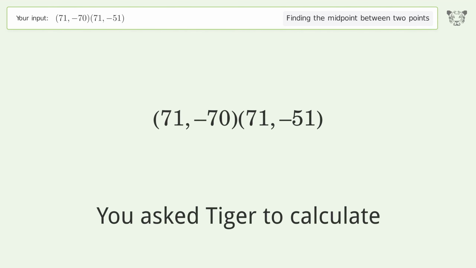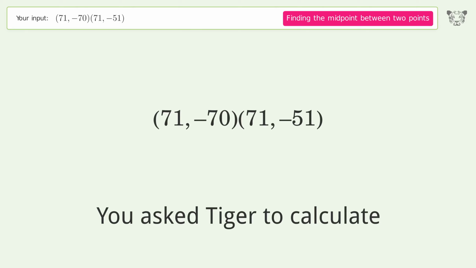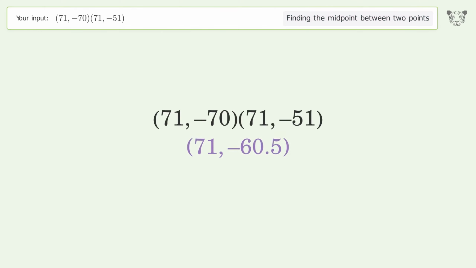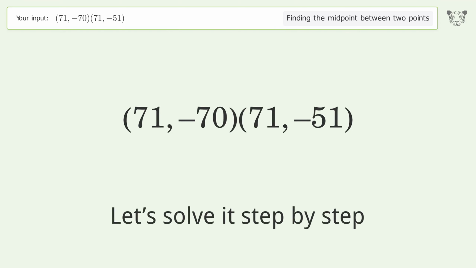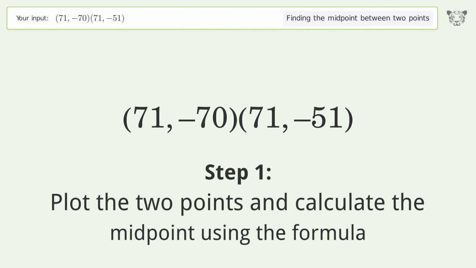You ask Tiger to calculate. This deals with finding the midpoint between 2 points. The midpoint between the 2 points is 71, negative 60.5. Let's solve it step by step. Plot the 2 points and calculate the midpoint using the formula.